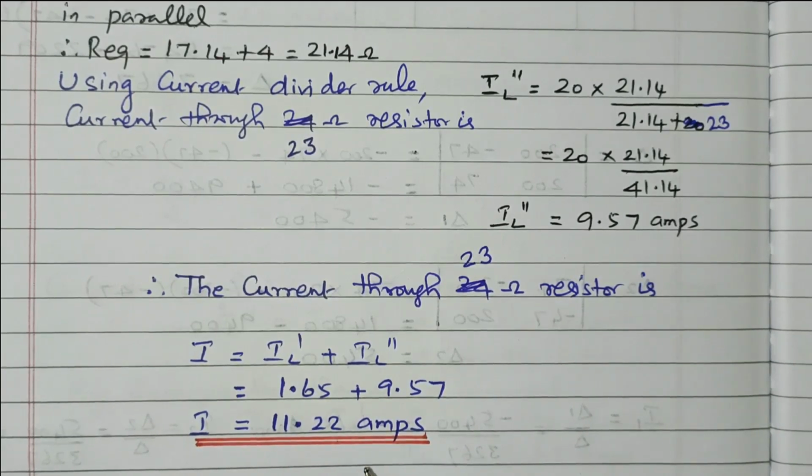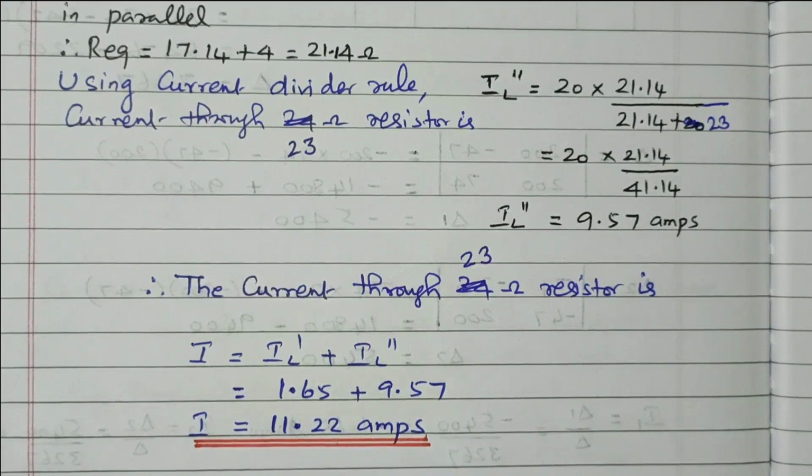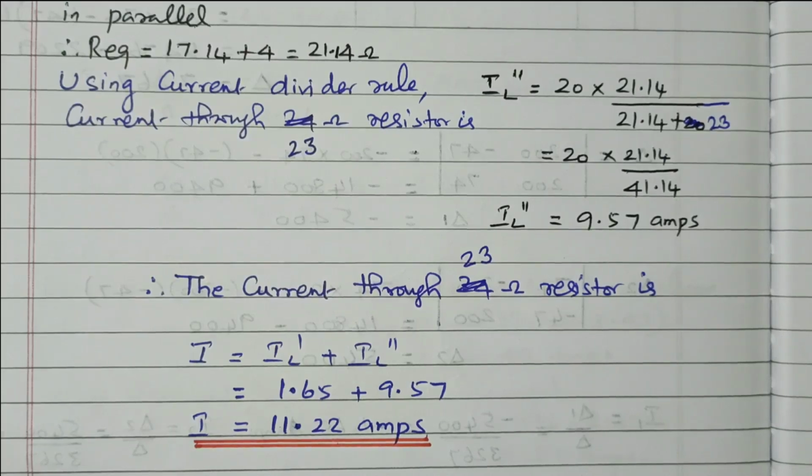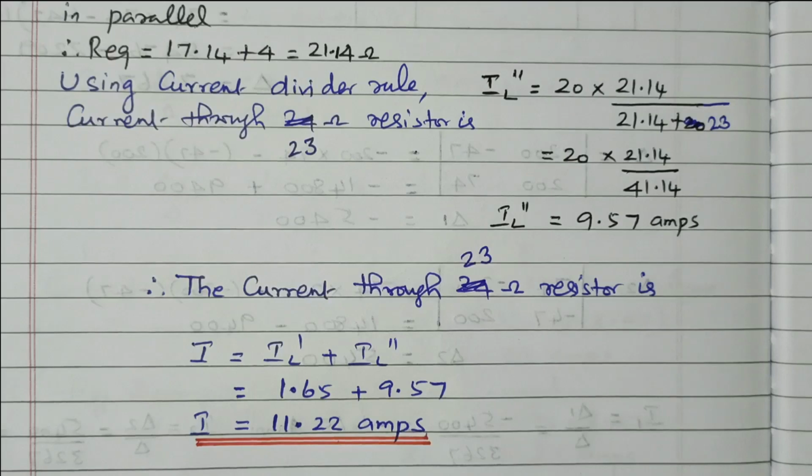So in this problem we discussed the superposition theorem using DC source. There are one current source and one voltage source available. Initially we consider only voltage source. We remove the current source, that is kept as open. We calculated the current using KVL, Kirchhoff's voltage law.